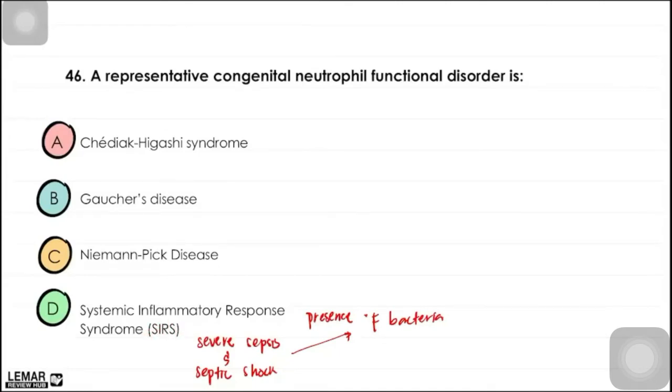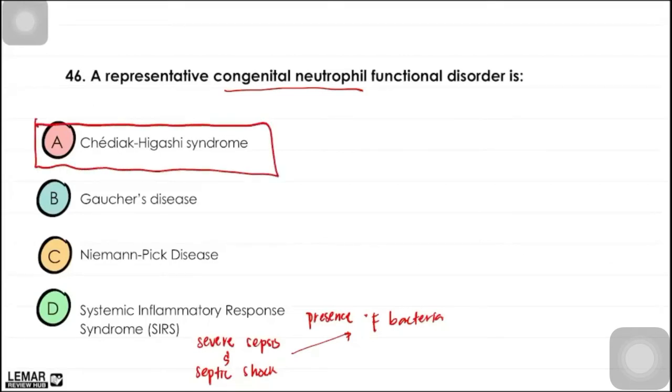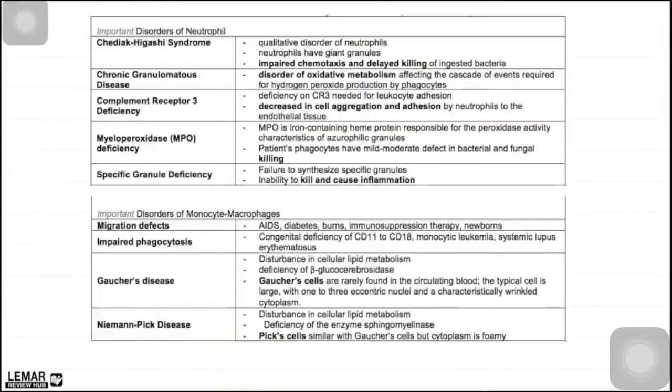So among these choices, it falls particularly with the Chediak-Higashi syndrome. Remember, Chediak-Higashi syndrome is a qualitative congenital disorder of neutrophil. So the answer in number 46 is letter A, Chediak-Higashi syndrome.